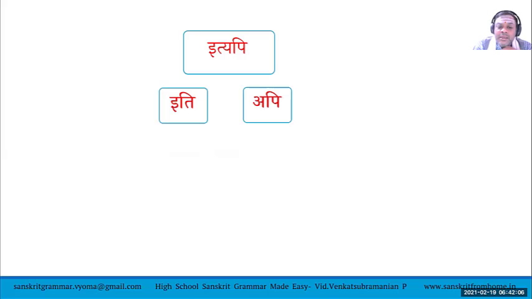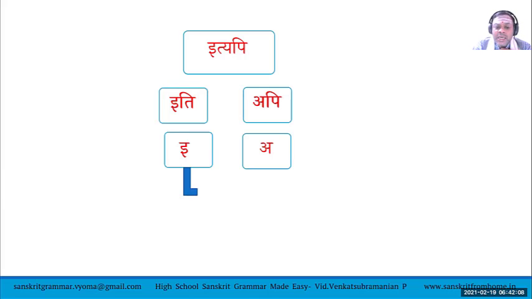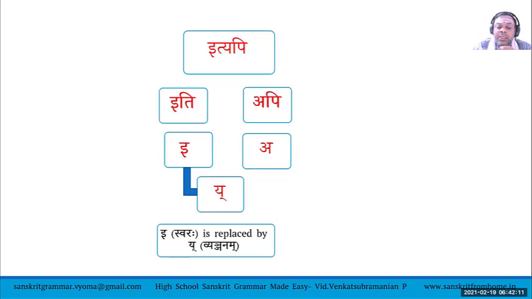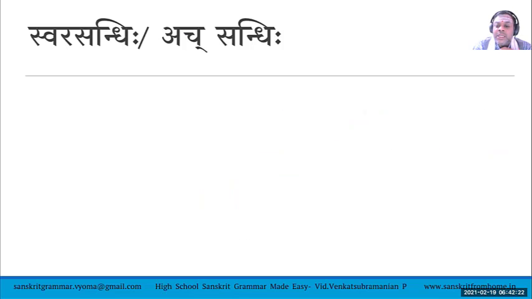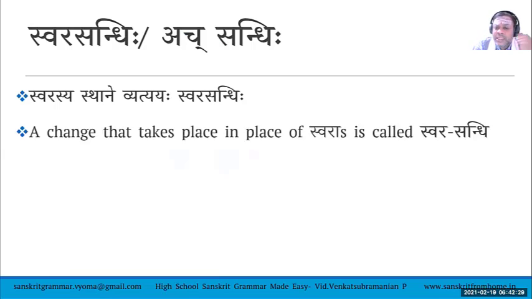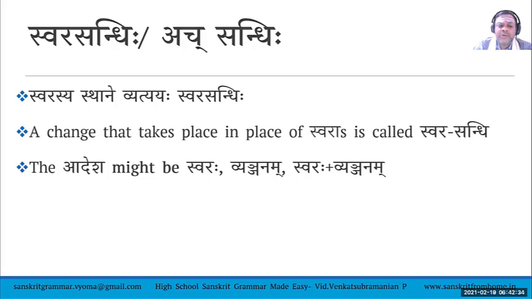Now ityapi, this is very simple. Ikara and akara are the two sounds that are involved. The ikara swara is replaced by yakara vyanjana. The swara sound is transformed to a vyanjana sound. Now, this is the concept that we require. Swara sandhi is a change that takes place in the swaras. The adesha can be a swara, a vyanjana, or a swara vyanjana combination.